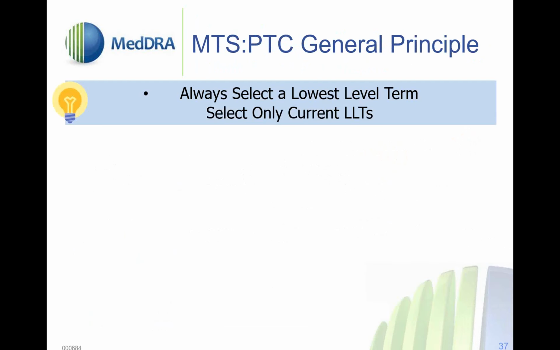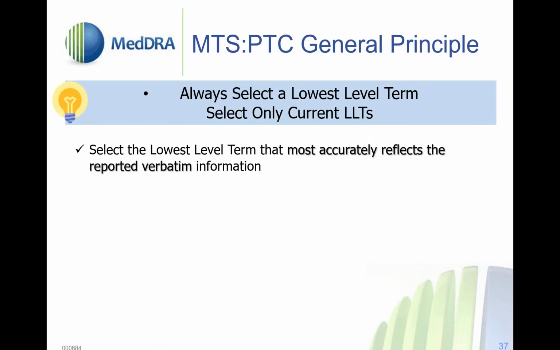Okay, another principle covered in the MTS, and the MTS is MedDRA term selection, points to consider, is to always select a lowest level term that is current. Of course, non-current terms, like we said, the ones with the red boxes, are available in MedDRA. They will always stay in MedDRA for historical purposes, but please don't use them when you're coding. And when you're selecting a current LLT, try to find the one that most accurately reflects the verbatim that you're trying to code, not just in terms of details within the verbatim, but even the order of the words.